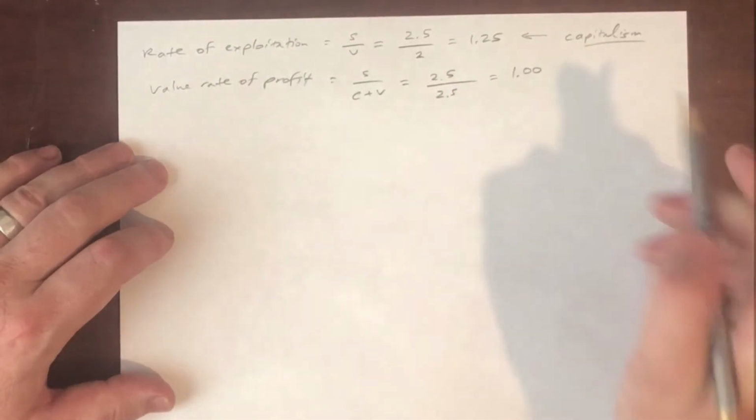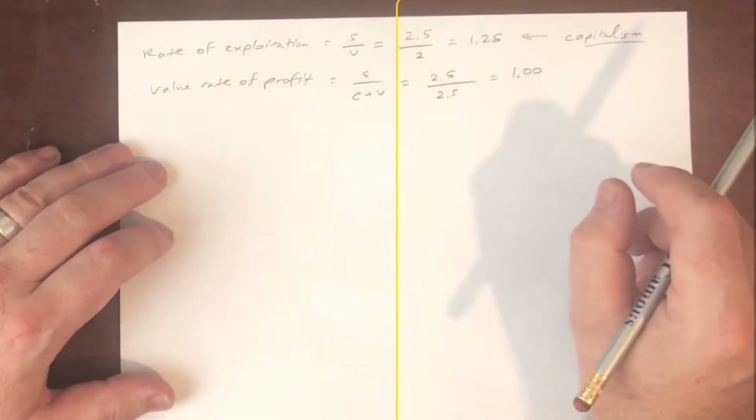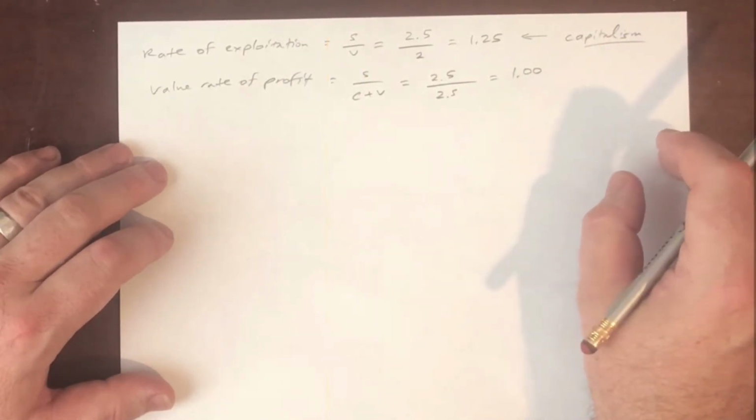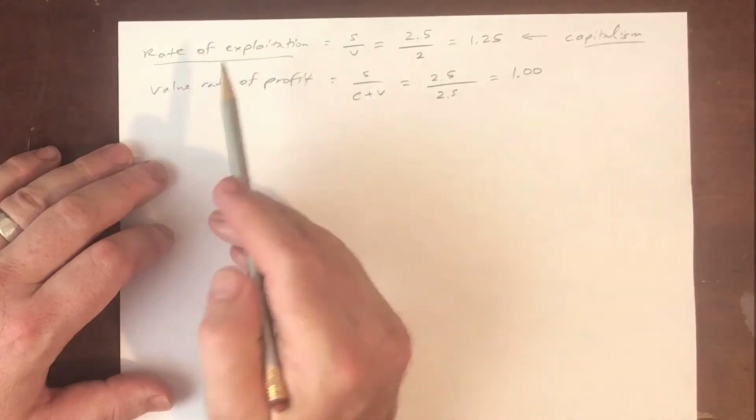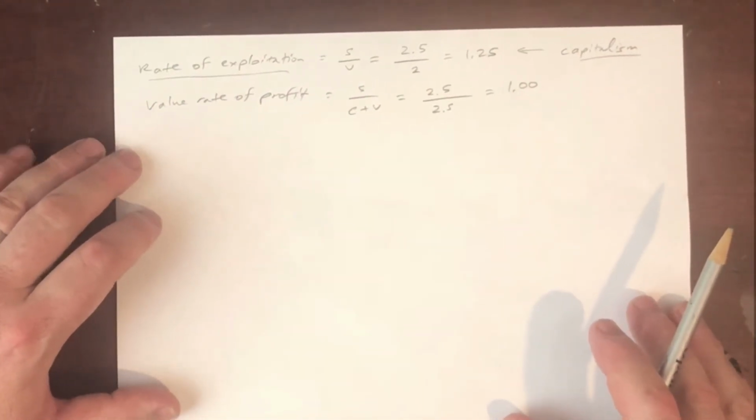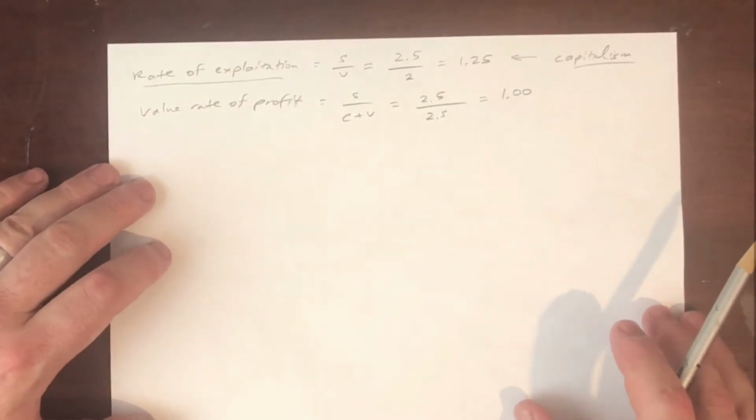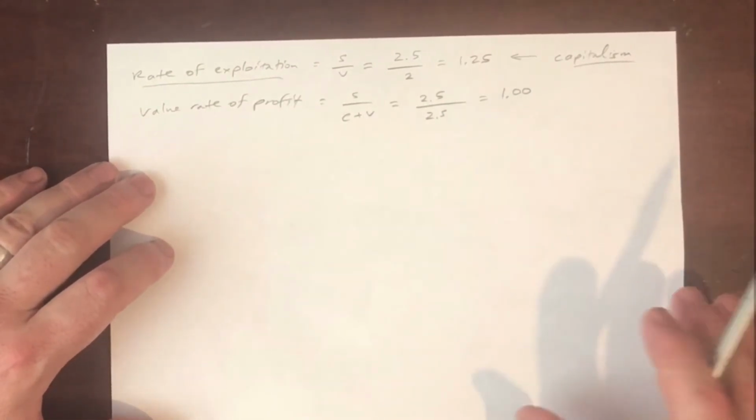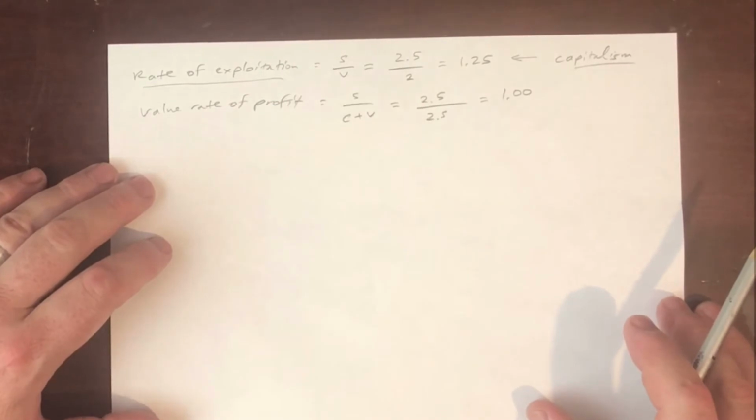But wouldn't it be interesting if it was less? I mean, that would be interesting too, right? That's the point of constructing a rate of exploitation. It allows us to see how intense is the expropriation of surplus relative to what the producer receives, okay?